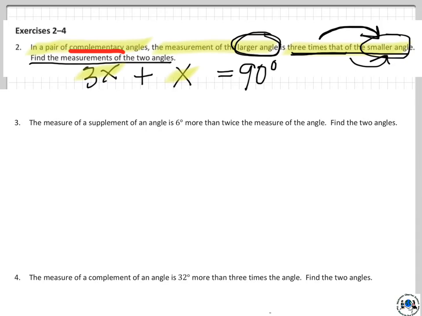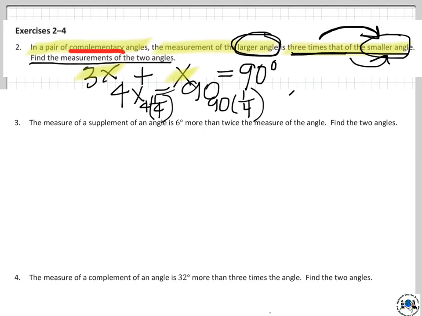So if we just follow through with this, we have 4x equals 90, and we again multiply by the multiplicative inverse, which is 1/4, and if we multiply 90 by 1/4, then we get 90 over 4, and we get 22.5 degrees. Okay, so x equals 22.5 degrees. So where does that leave us?